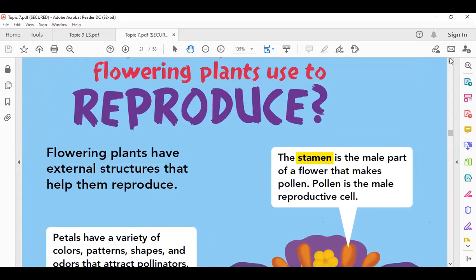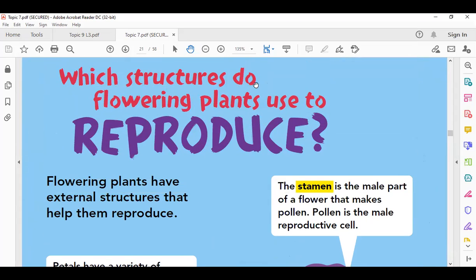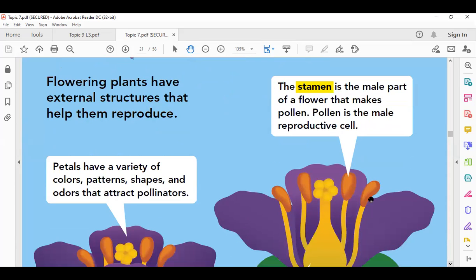Let's listen again. Which structures do flowering plants use to reproduce? First, we said we have a male part called the stamen. You see it, this is called the stamen. This is a stamen, this is a stamen, and this is a stamen. As you see, this flower has 4 stamens.